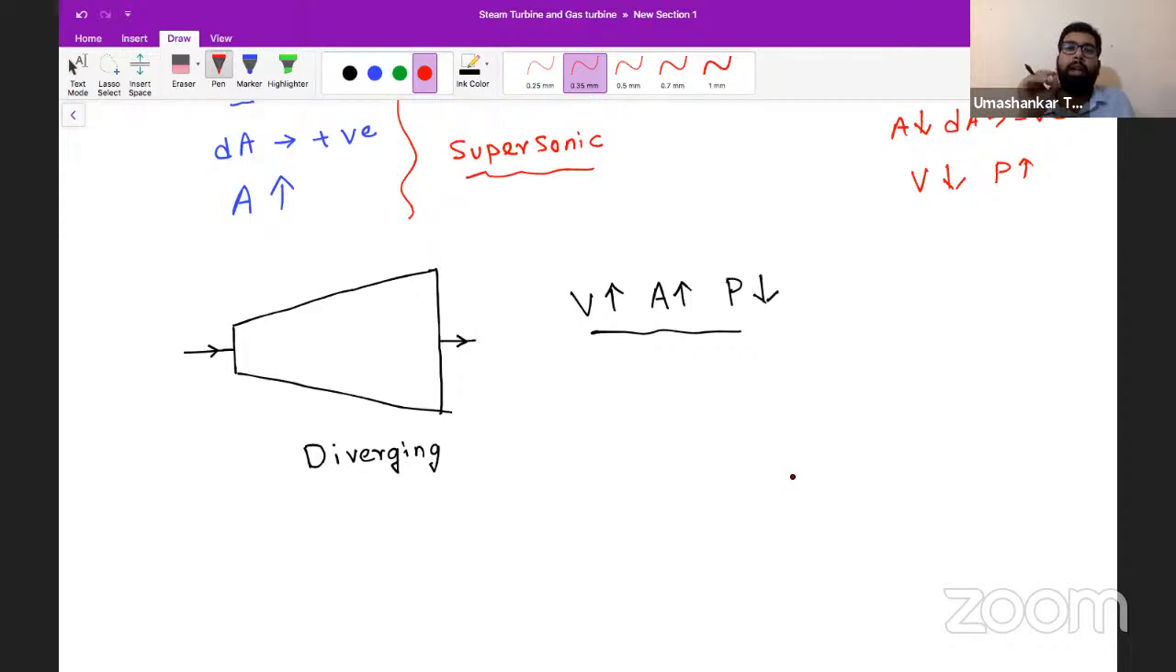Is that clear? If it is all clear, you can tell me in the chat. Okay? Okay. Anirban Majumdar, is it not clear? Is it clear or not?